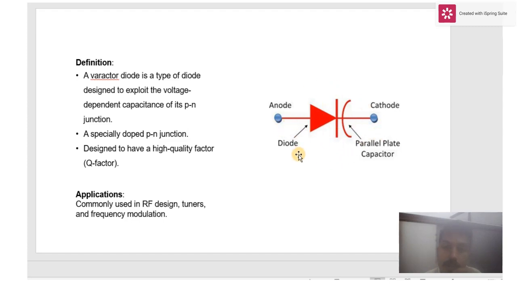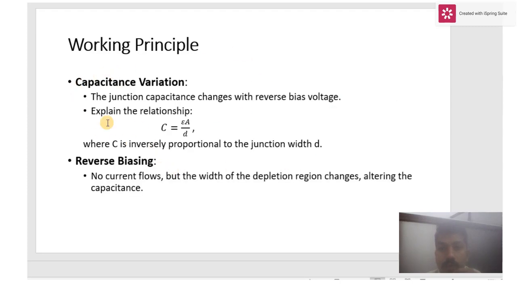When you apply a reverse voltage, a capacitance forms between these two parallel plates. We can use this property for modulation purposes and tuner circuits. A tuner circuit is basically an example of using a Varactor diode. Here I'm explaining how the reverse voltage varies with respect to the capacitance. The junction capacitance changes based on the reverse bias voltage.